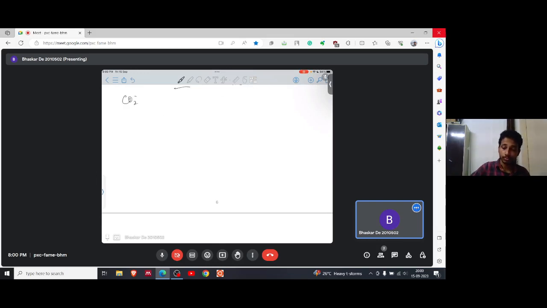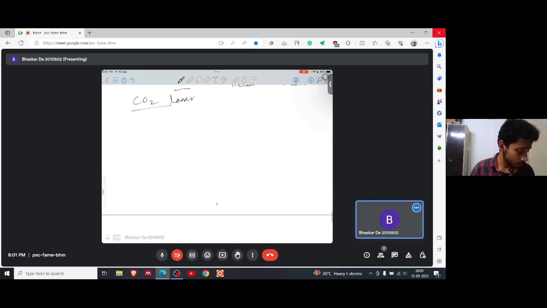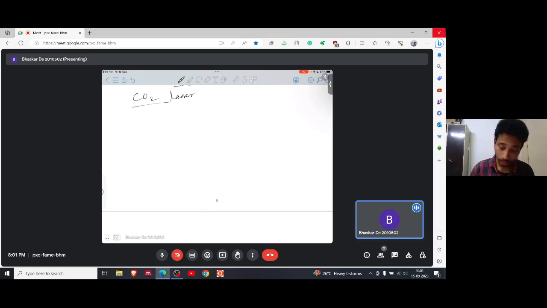Now come to the CO2. In CO2, the CO2 is mixed with nitrogen, and basically we use the vibrational states of nitrogen to actually pump the CO2 laser. So the energy diagram is like this. So this is for N2, this is for CO2. These two are the ground state.